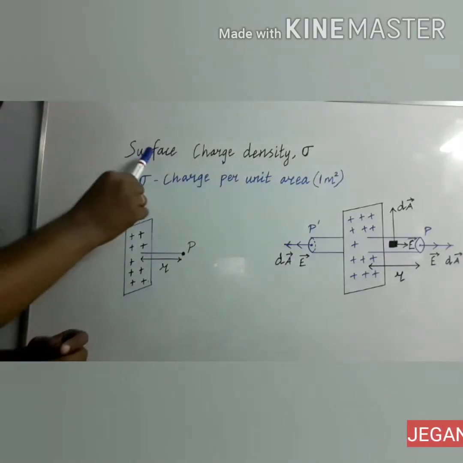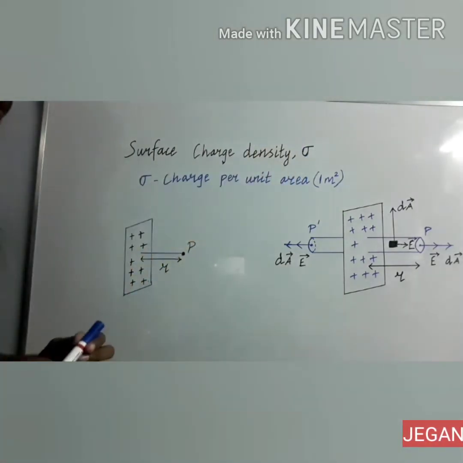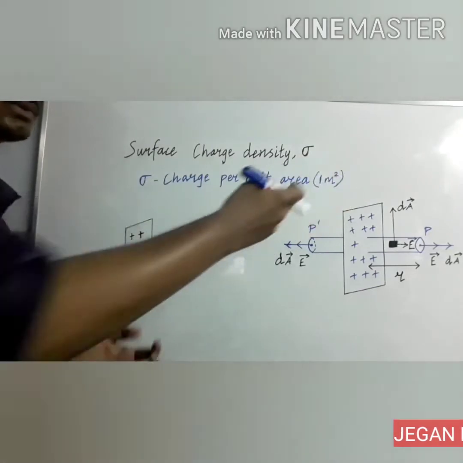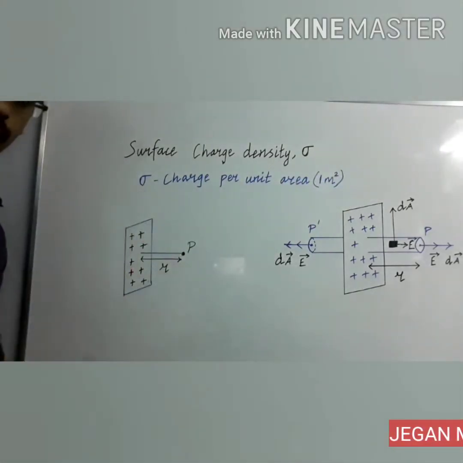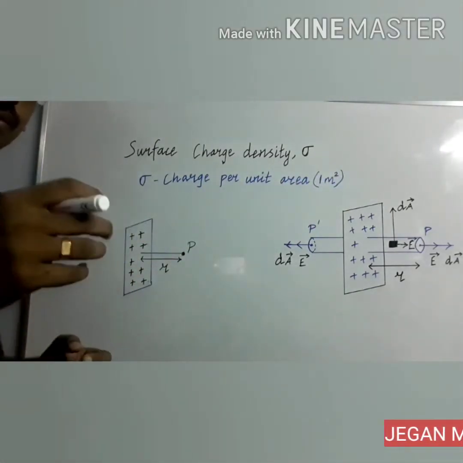First we have to discuss the surface charge density, which is given by the letter sigma. It is nothing but charge per unit area. Here unit area represents 1 meter square or 1 centimeter square. It can be 1 millimeter square. Anyhow, it should have the value of 1 unit.